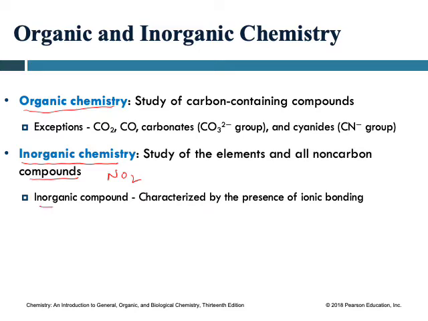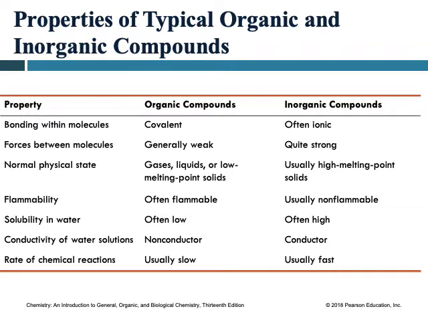And what's the special thing about inorganic compounds? They are characterized by the presence of ionic bonding. So we're going to talk about what is an ionic bond and which kind of bond we normally get in organic compounds. Now let's compare the properties of organic and inorganic compounds. The first property is bonding within molecules. Organic compounds form covalent bonds, whereas inorganic compounds form ionic bonds.